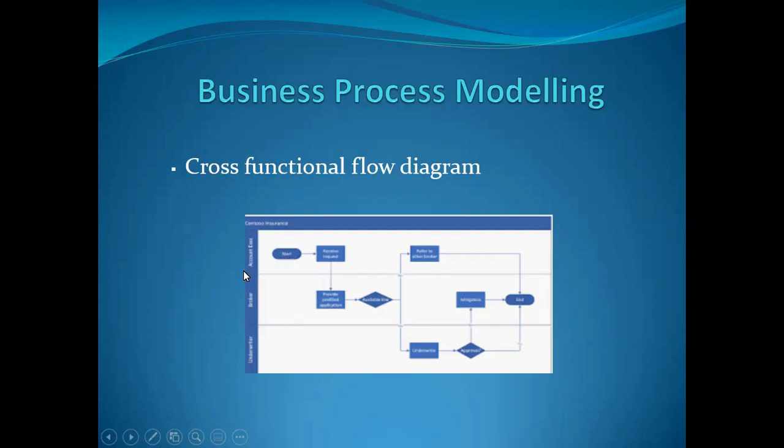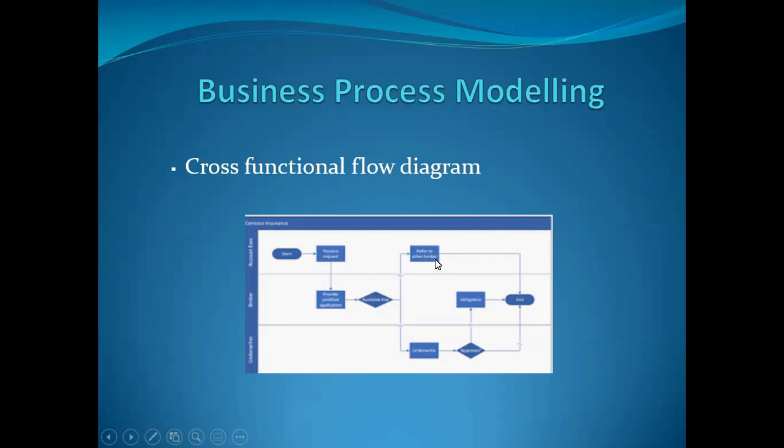What we are just trying to show here is to demarcate the tasks and the roles of each person, to be able to say this person is the one actually carrying out this particular task. Despite the fact this is one process, different people are carrying out the tasks. So that's why we call it a cross functional flow diagram.